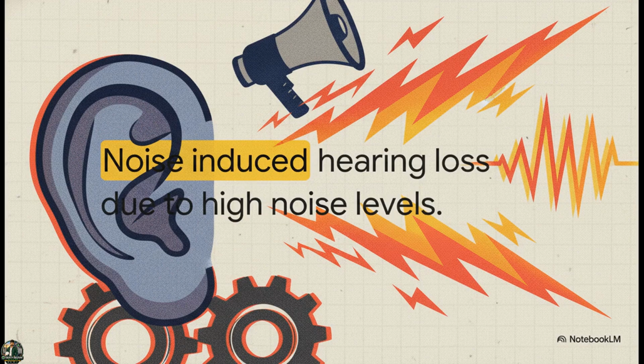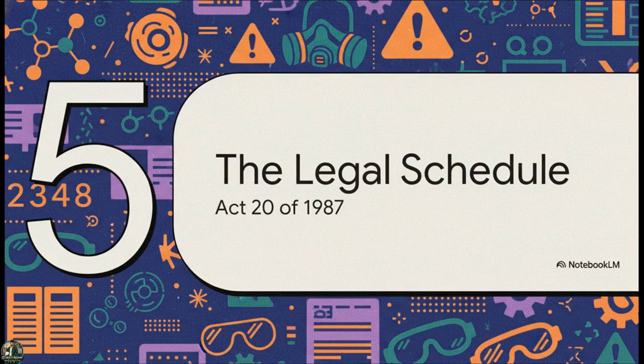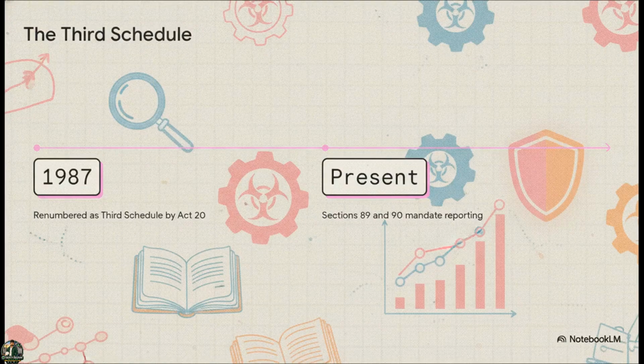The fact that this is included in the third schedule proves that notifiable diseases aren't just about what you accidentally ingest or breathe in. They are about the total physical toll the working environment takes on the human body. Which brings us to our final section, Part 5, Why This Schedule Matters. A quick look at the legal journey of this text really provides the answer here.